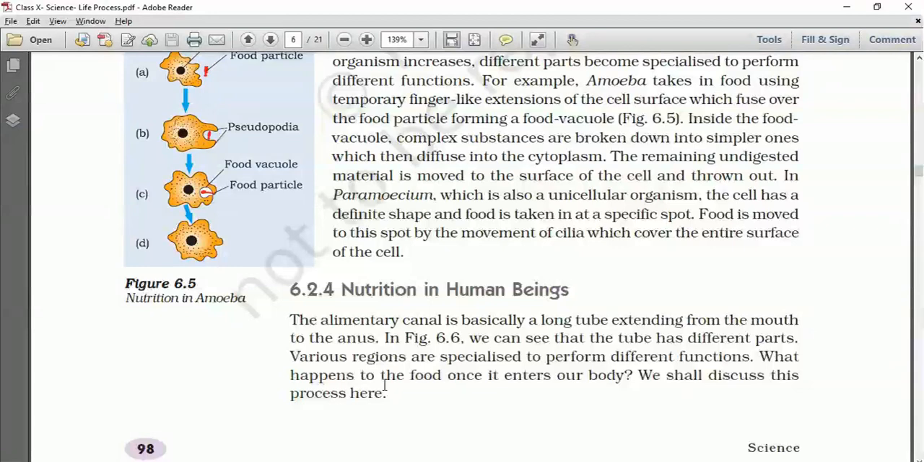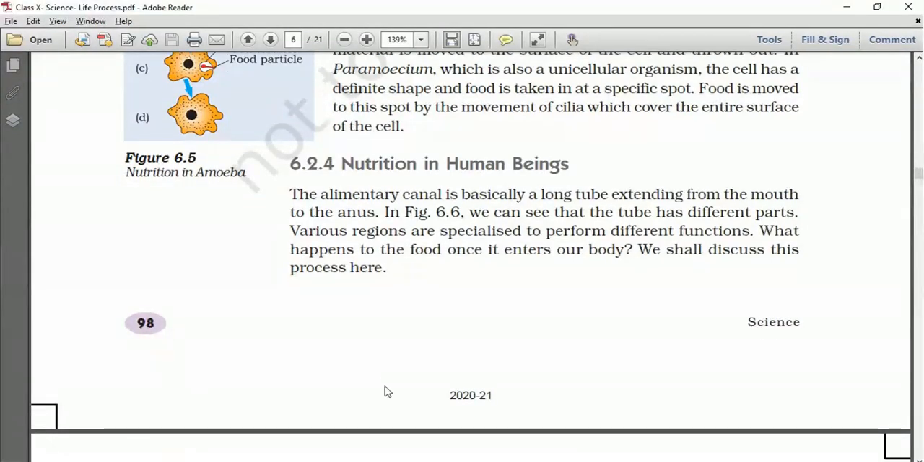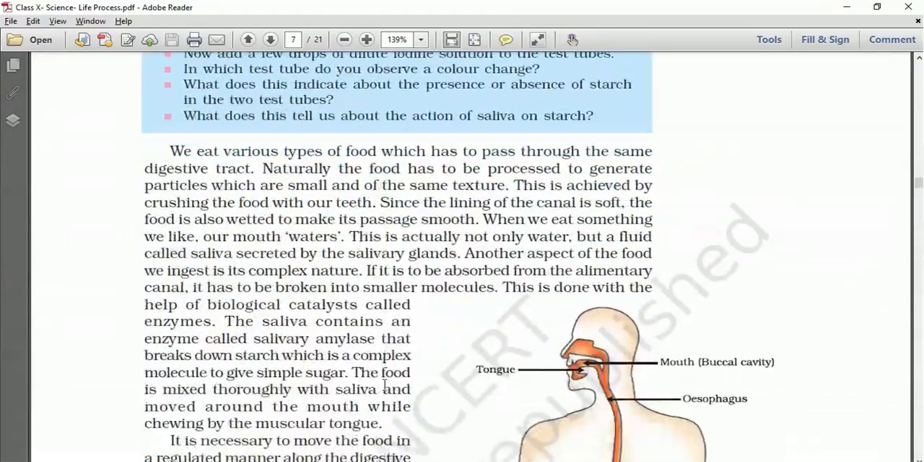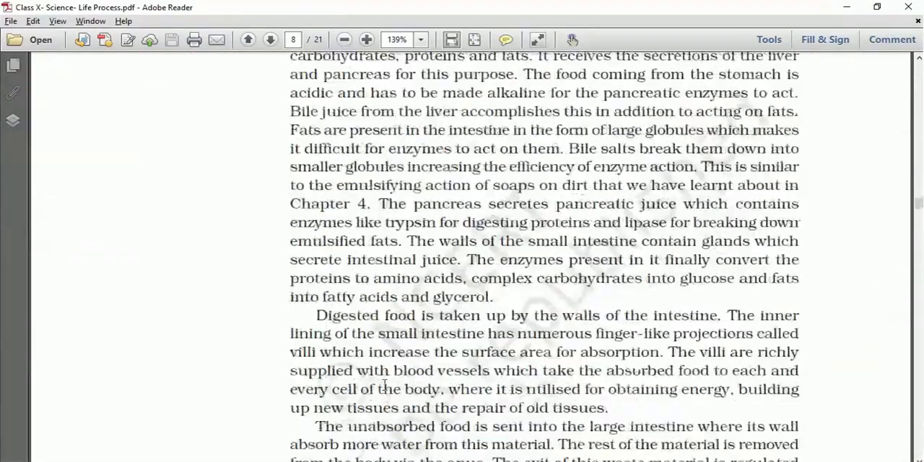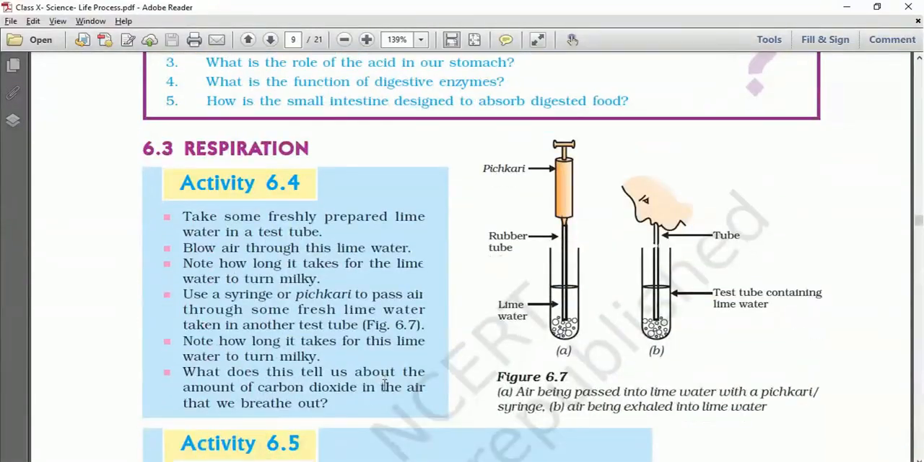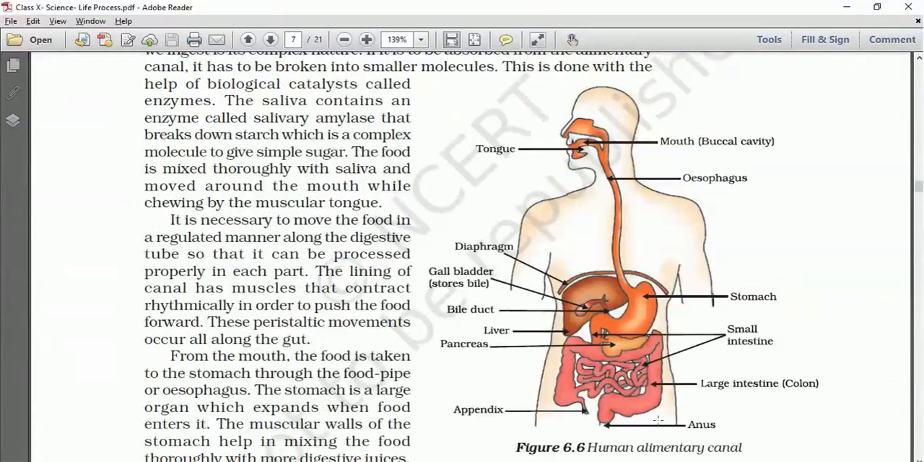We also started with nutrition in human beings. We discussed the basic phases, starting from the mouth, the esophagus, and then the anus, the excretory organ. In the next section, we'll discuss the different parts of this and the entire nutrition process. Okay.